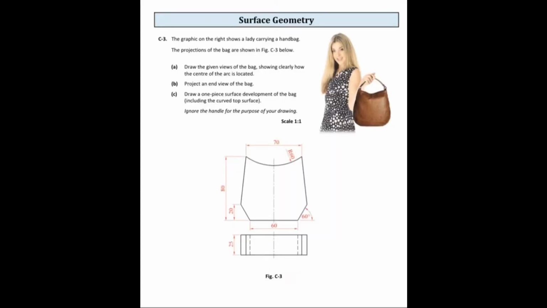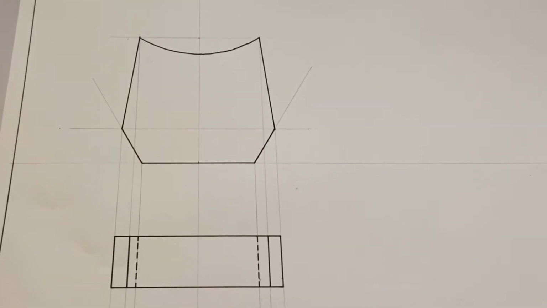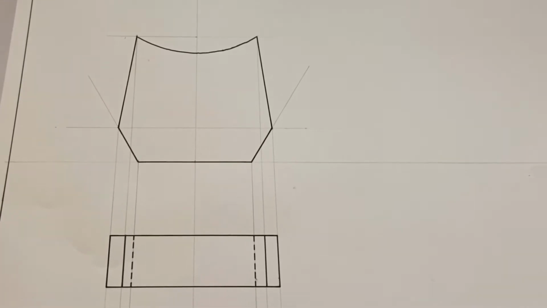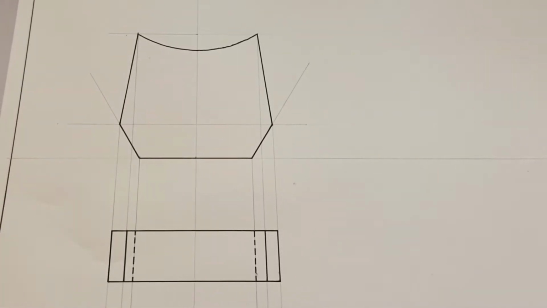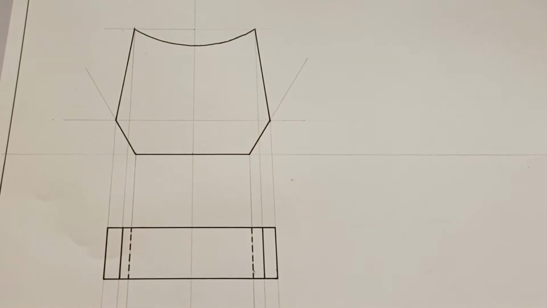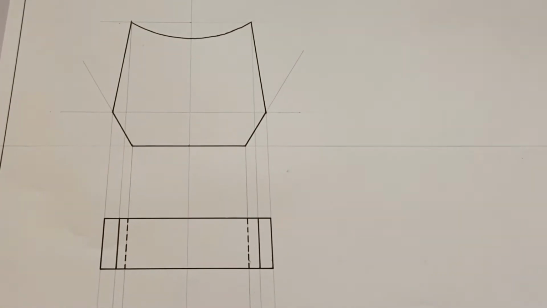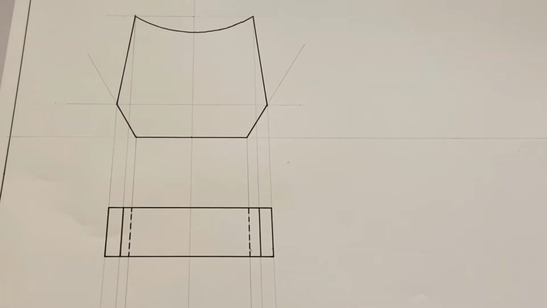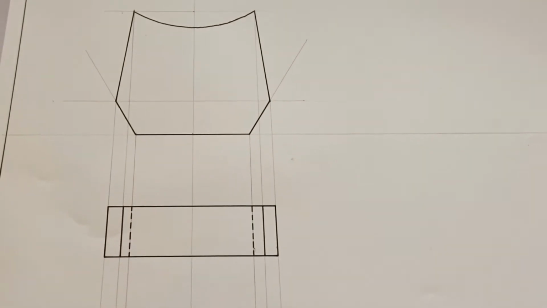Here is the question. You can pause the video here to set up the question on your drawing sheet. So we want to consider this question here, which is question C-3 of the 2018 Ordinary Level paper. The question gives you the dimensions to set up the elevation and plan. There's nothing complicated about that.